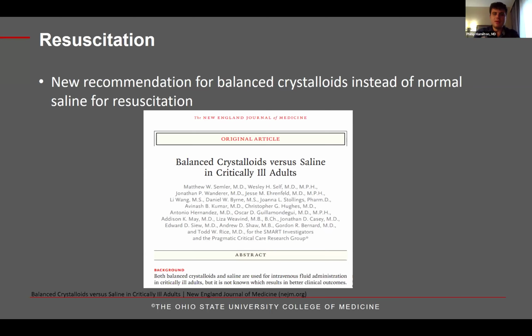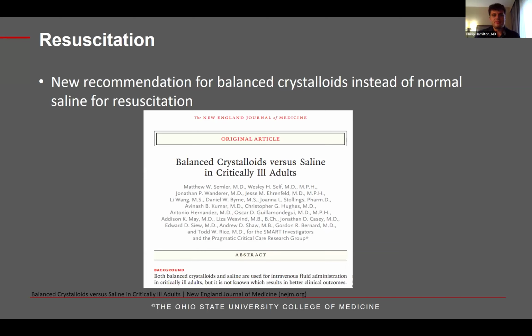And the endpoint for this was a composite of mortality, need for renal replacement therapy, and elevation of kidney dysfunction that persisted, that was greater than 200% of their original baseline creatinine. Based on that composite, the time point was 30 days or discharge from hospitalization, whichever came first. Based on that composite, it was a positive trial in favor of the more balanced solutions.